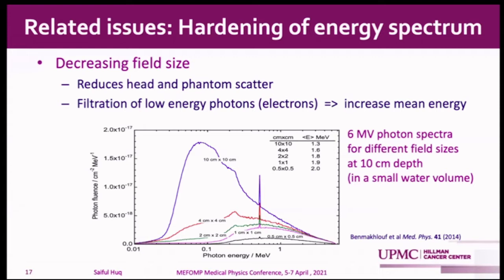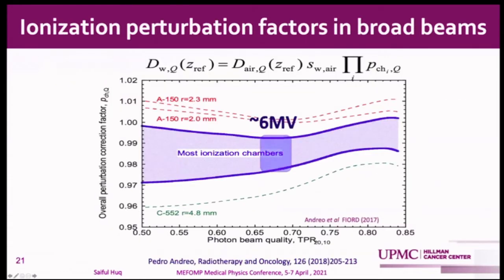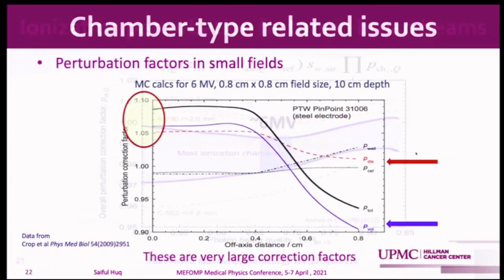Here you see a plot of the overall perturbation factor as a function of beam quality. Anywhere from a TPR of 0.65 to 0.7, or beam energy approximately 6 MV to 10 MV, the range of perturbation factors is well within about 2%, except probably a few outliers. Or in other words, in broad beam geometry, the values of the perturbation factors are small and they're independent. Is it the case for a small field situation?